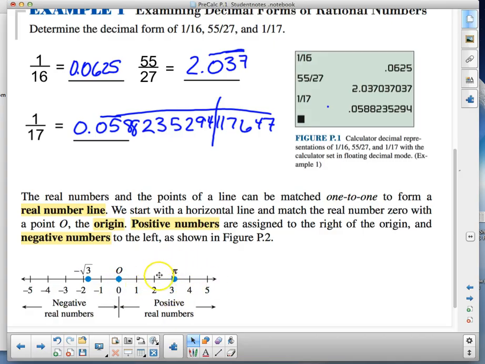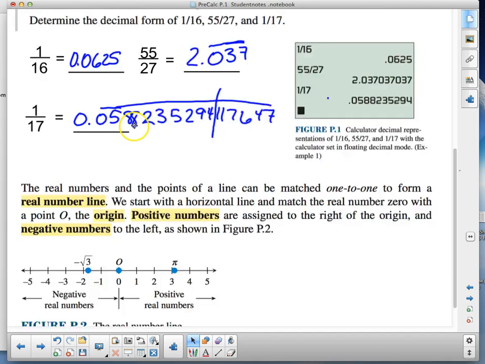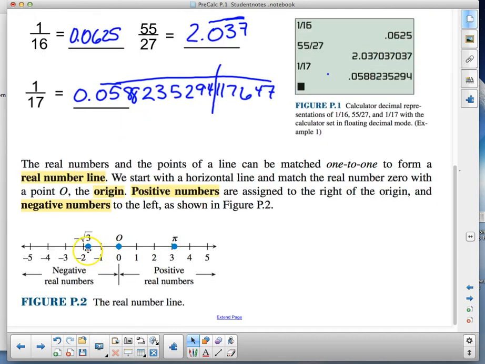We got pi, which is a representation of 3.14. We talked about square root of 3 up top. Remember, square root of 3 is 1.732058. Well, 1.732058, that negative is down here. Okay, so we have those spots on our number line.